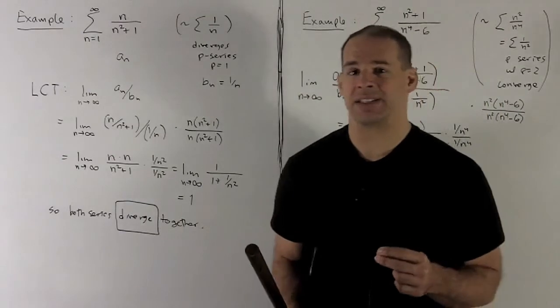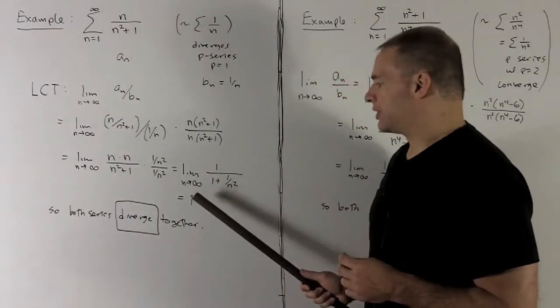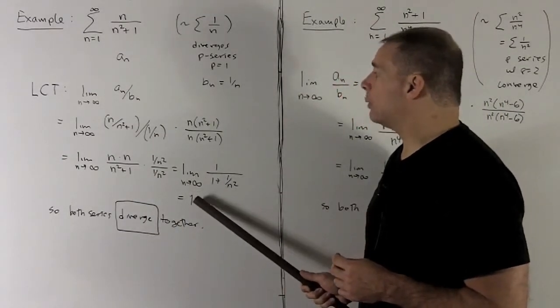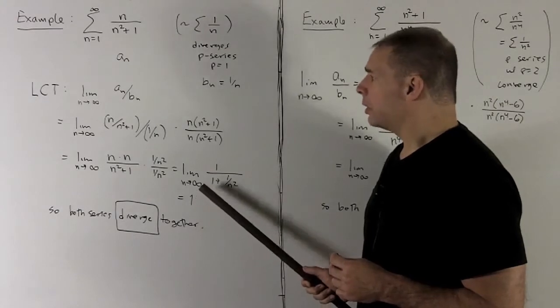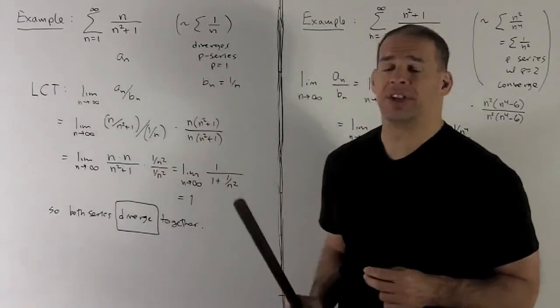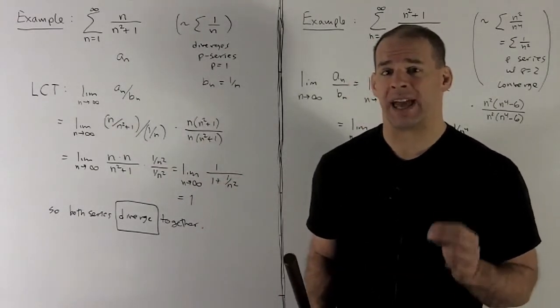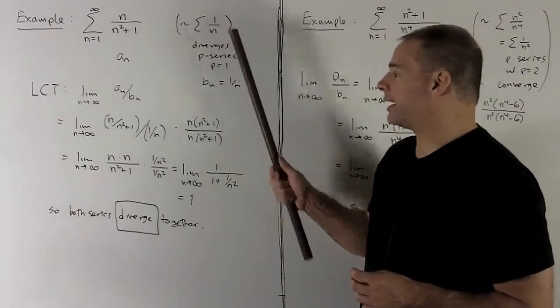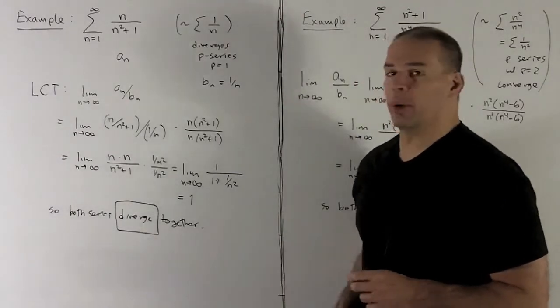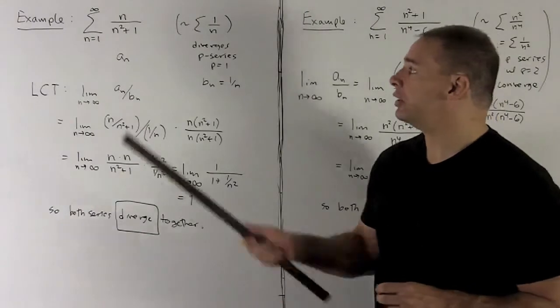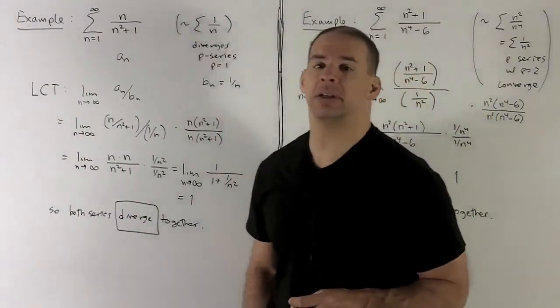Limit comparison test then says, since I have a finite number that's non-zero, not infinite, these two series converge or diverge together. Since 1 over n diverges, that means both series are going to diverge. So, divergent.